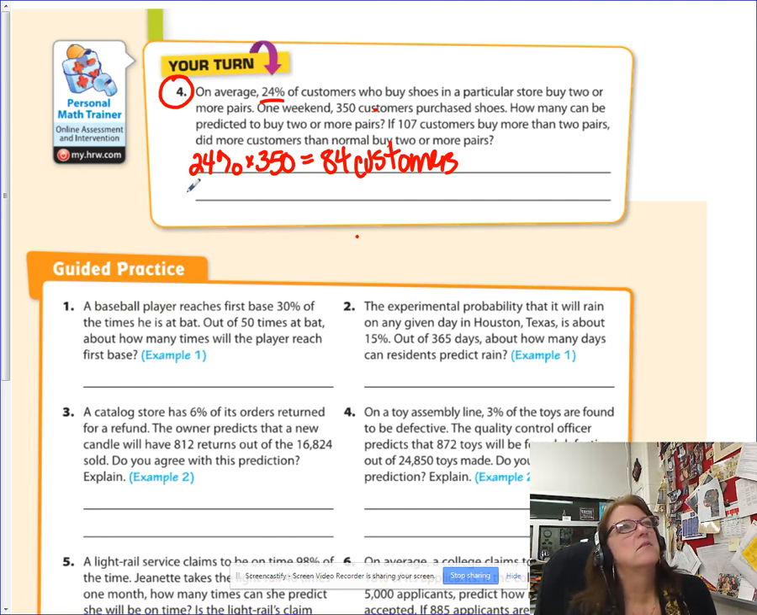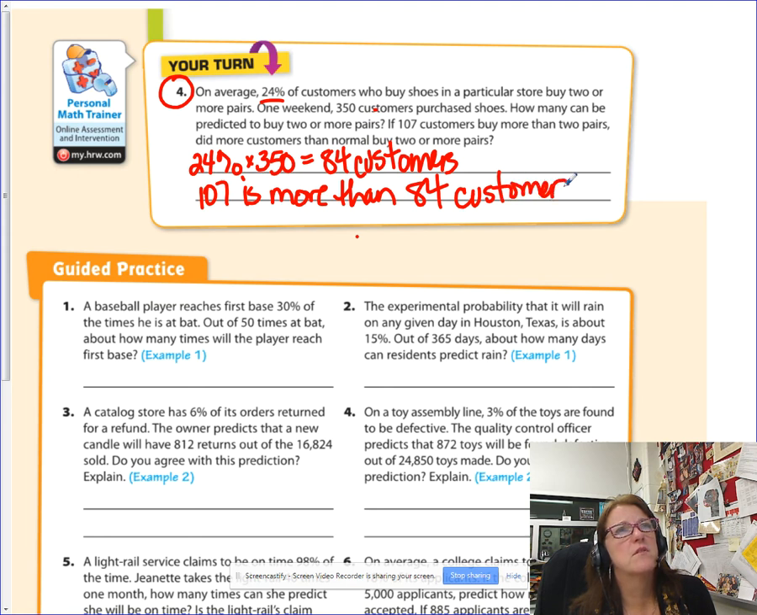Okay. My calculation said we would have predicted 84. So definitely 107 is more than our prediction of 84. So it was much higher. It must have been maybe a rainy weekend. Everybody decided to go shopping then. All right. Cool. All right, I'm going to turn you loose on your assignment.